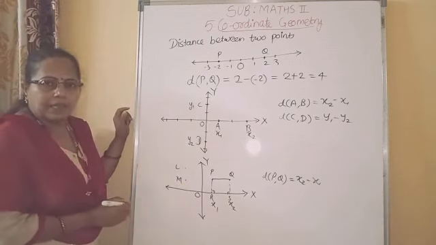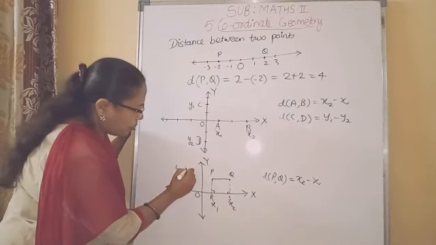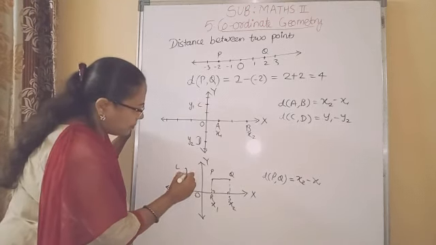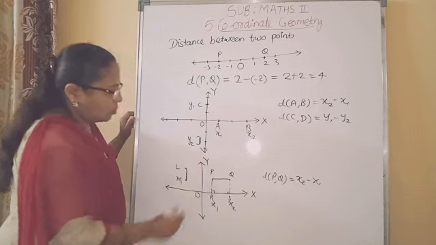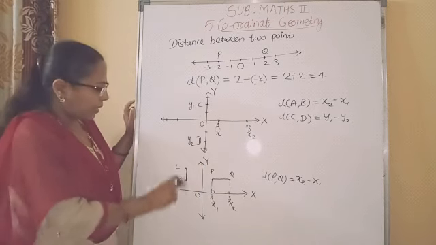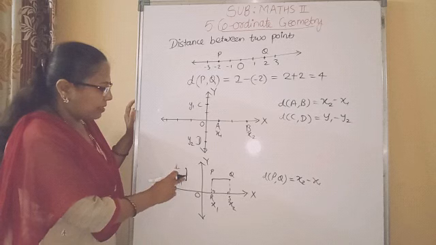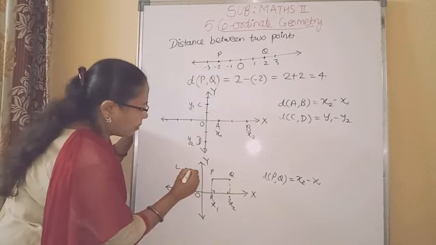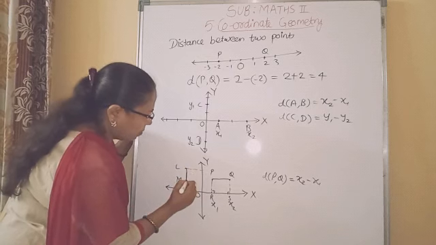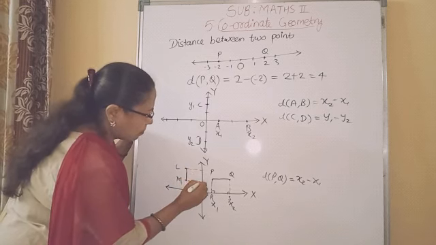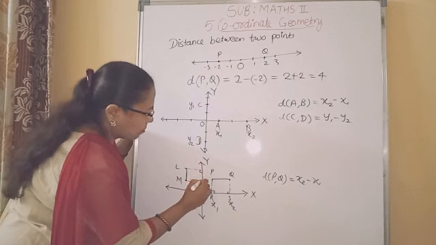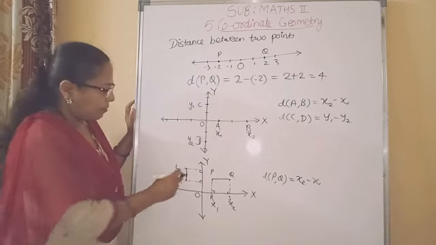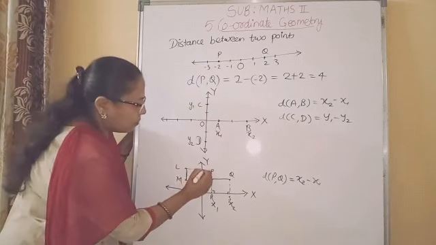Suppose L and M are these 2 points. If you join these 2 points, this segment we will get parallel to the y-axis. We want to find out the distance between L and M, so we will draw a perpendicular from this to the y-axis.